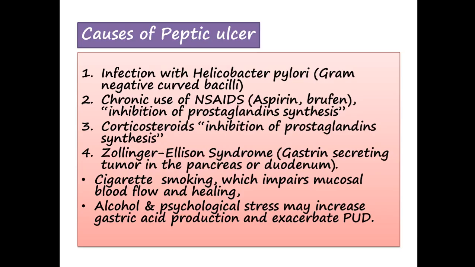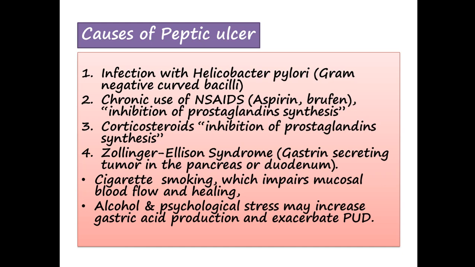Now going to the causes of peptic ulcer disease, mostly peptic ulcer occurs in the background of chronic gastritis. And we have discussed that chronic gastritis is of two types: H. pylori gastritis and autoimmune gastritis. And here we talk about H. pylori gastritis, which is caused by the bacterium Helicobacter pylori. So it is one of the two most common causes of peptic ulcer disease.